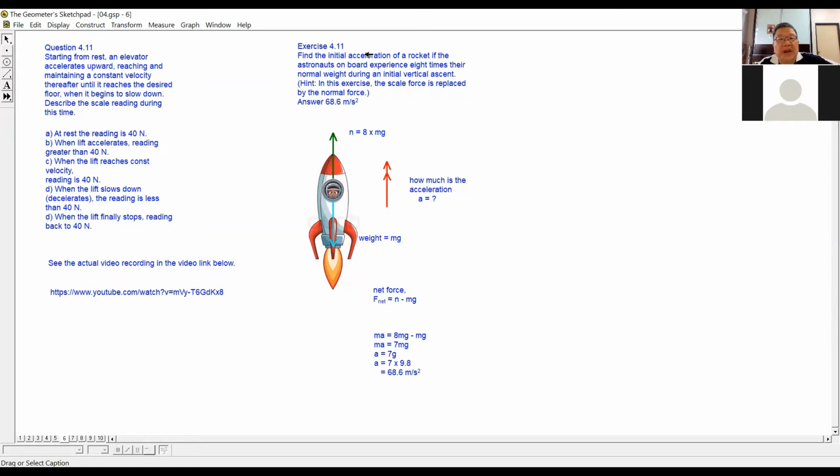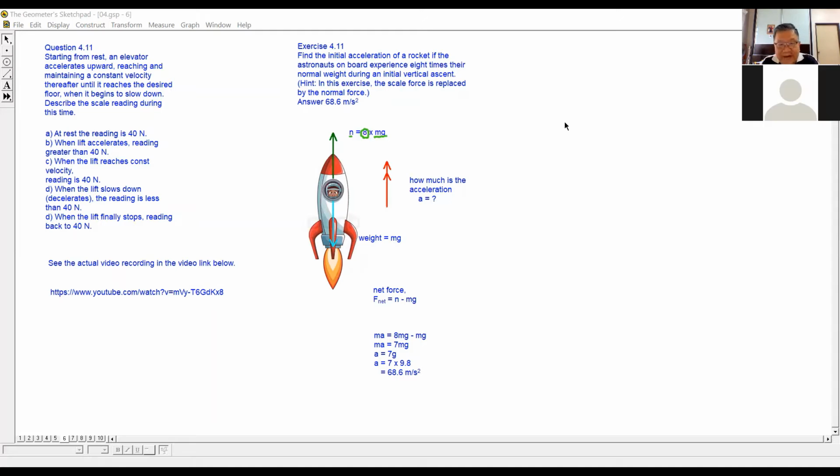The normal reaction is denoted by the symbol N, and this normal reaction is 8 times his weight. Now, again, I have to ask you this question. The acceleration is upwards, right? This is the normal reaction, and it's also acting upwards. So I want to ask you, the net force is this green arrow minus the blue arrow, or is it the other way around, the blue arrow minus the green arrow?